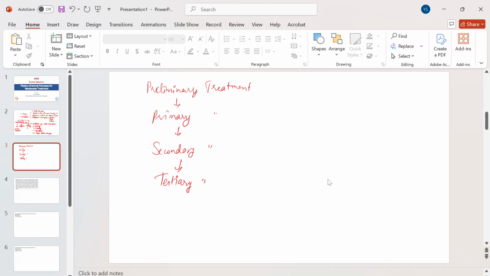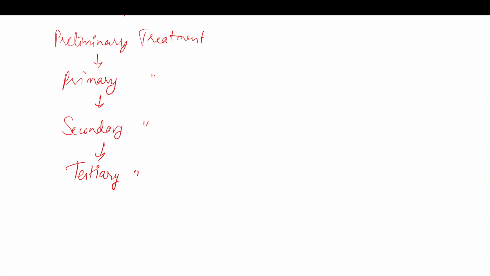So, preliminary methods are basically for removal. It includes screens and grit chambers. These are nothing but to remove any bigger coarse particles present in wastewater, which might be an obstacle for further wastewater treatment, and might cause some hurdle or damage to the instruments as well. So that is nothing but preliminary treatment.